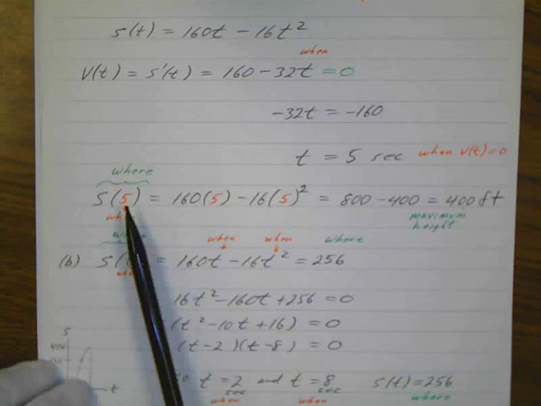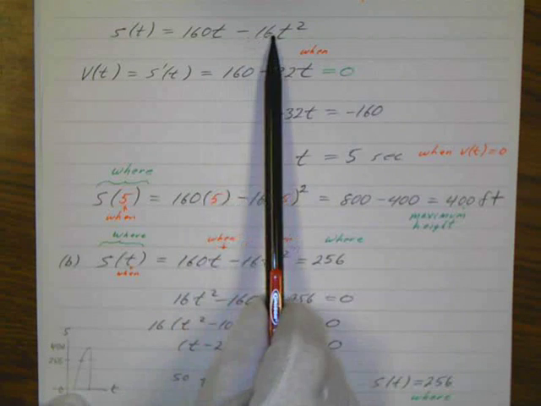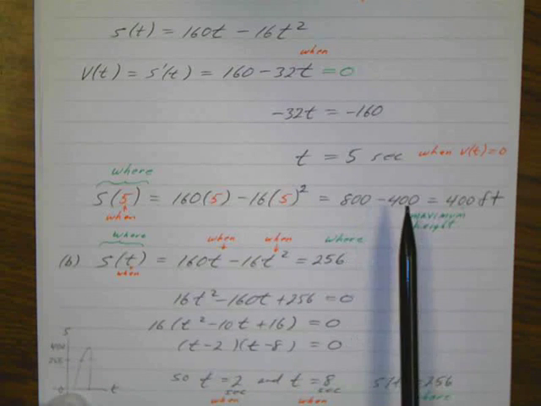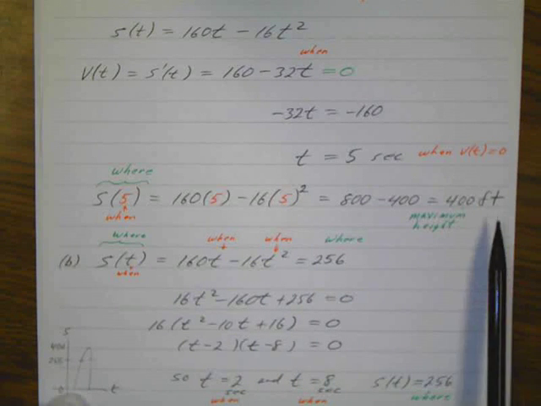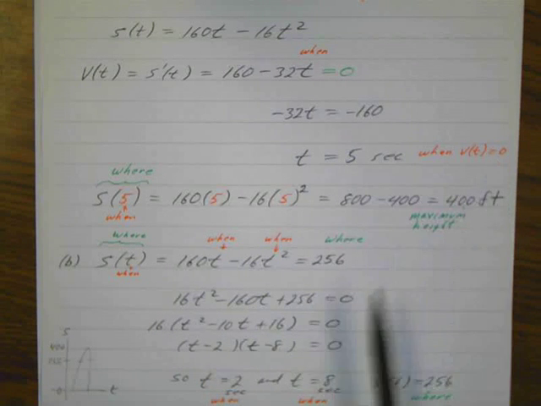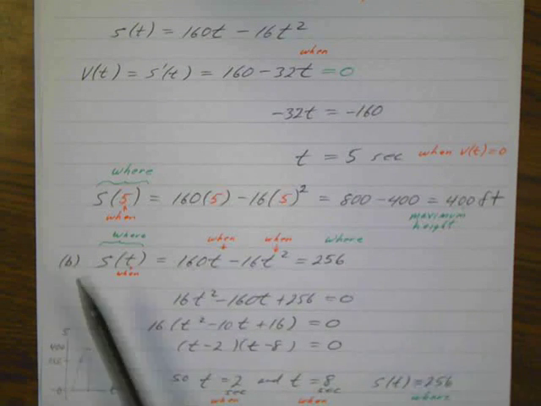Okay. So I have 160 times 5, minus 16 times 5 squared. That ends up being 800 minus 400, which is 400. So 400 feet is where I am when t is 5 seconds, and when t is 5 seconds, that's when the velocity is 0, so that means I'm at the top of my little trip there. Okay, so the maximum height was 400 feet.